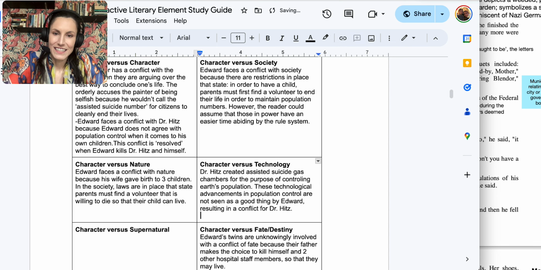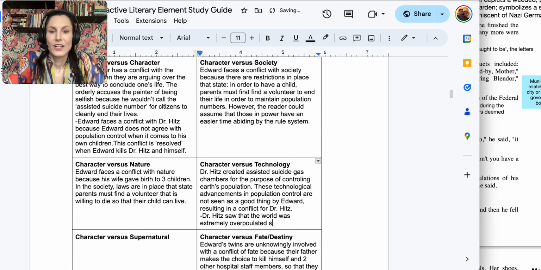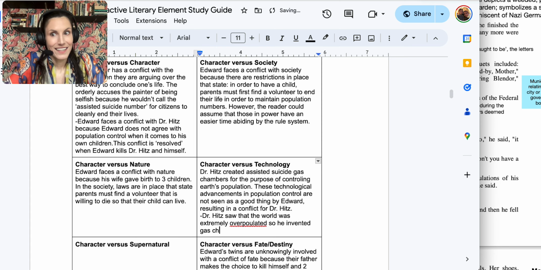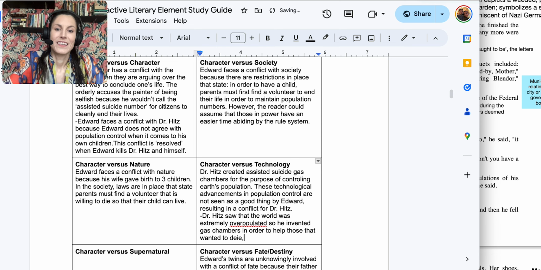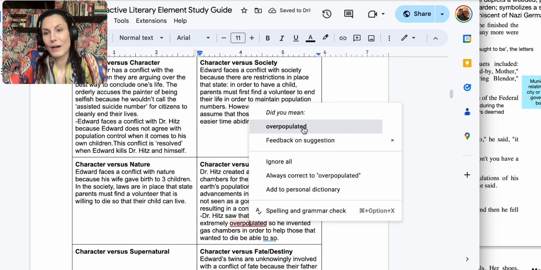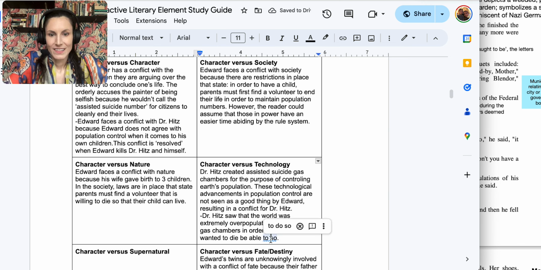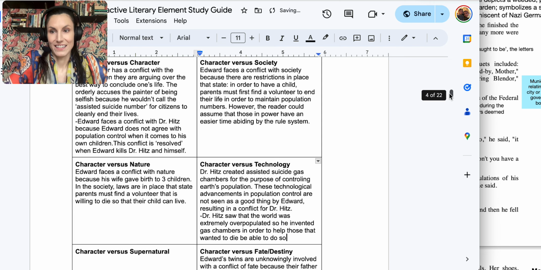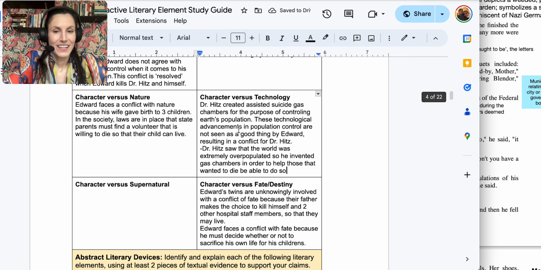But you could also word it like this. Dr. Hitz saw that the world was extremely overpopulated. So he invented gas chambers in order to help those that wanted to die be able to do so. So his conflict technically was the overpopulation. And so that's what he did to fix it. He used technology, except the technology is now Edward's problem.